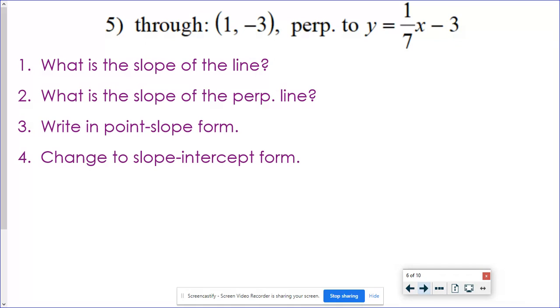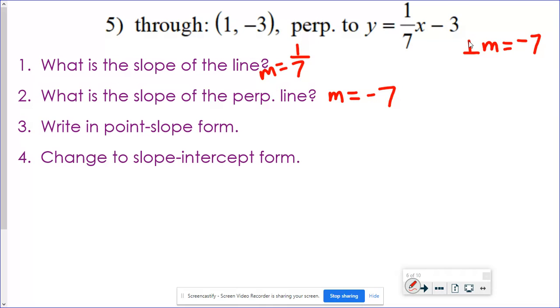Now we're at perpendicular. Again, the only thing I need from that whole mess of that equation is just the right slope. The slope of this line is 1/7. The slope of a perpendicular line, the perpendicular slope, will be the opposite sign and then reciprocal, 7 over 1, or just negative 7. So the slope of this line is 1/7. The perpendicular will have a slope of negative 7.